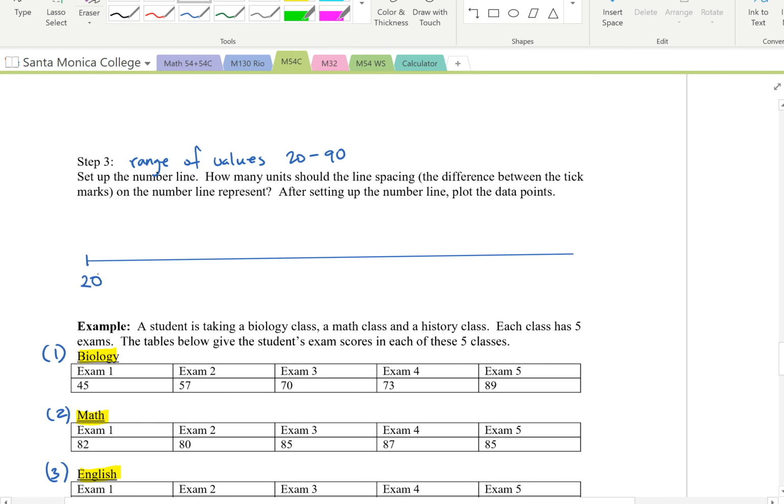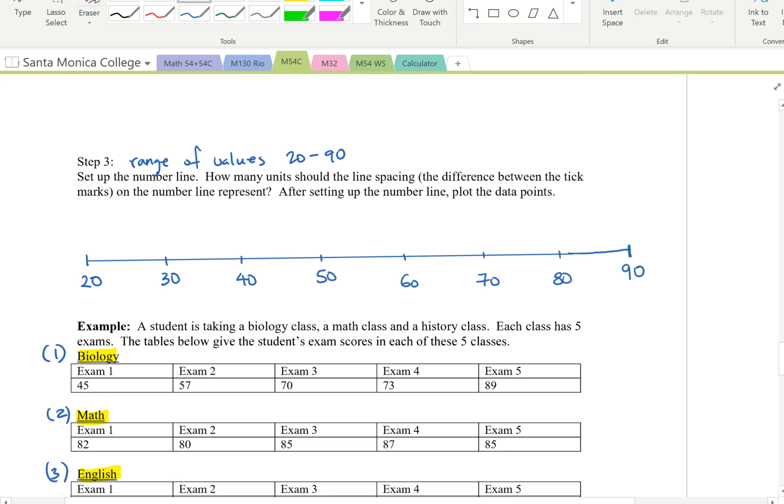I'm going to do an increment of 10 first. Right, so 20, 30, 40, 50, 60, 70, 80. Now I can extend my number line a little bit longer to 90. Oh, let me extend and draw a little straight line here. I can extend it a little bit, make it 90.